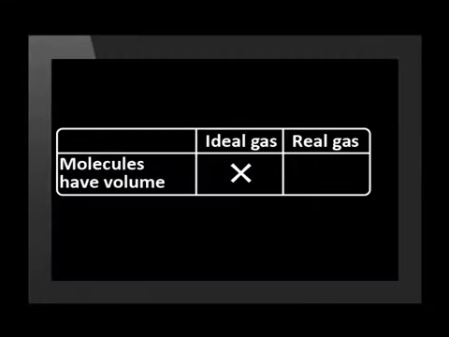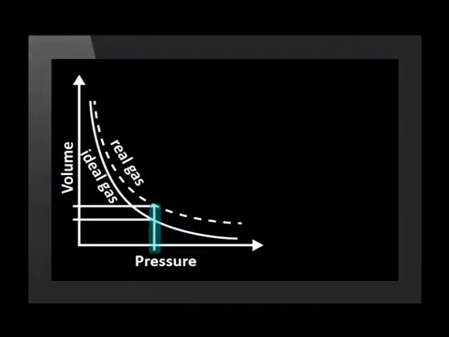Now let's look at the other simplification of our model. In an ideal gas, the molecules themselves have no volume. Obviously, this is not true. A real gas's molecules do have some volume. So at a certain pressure, a real gas's volume is actually bigger than what the ideal gas equations predict.